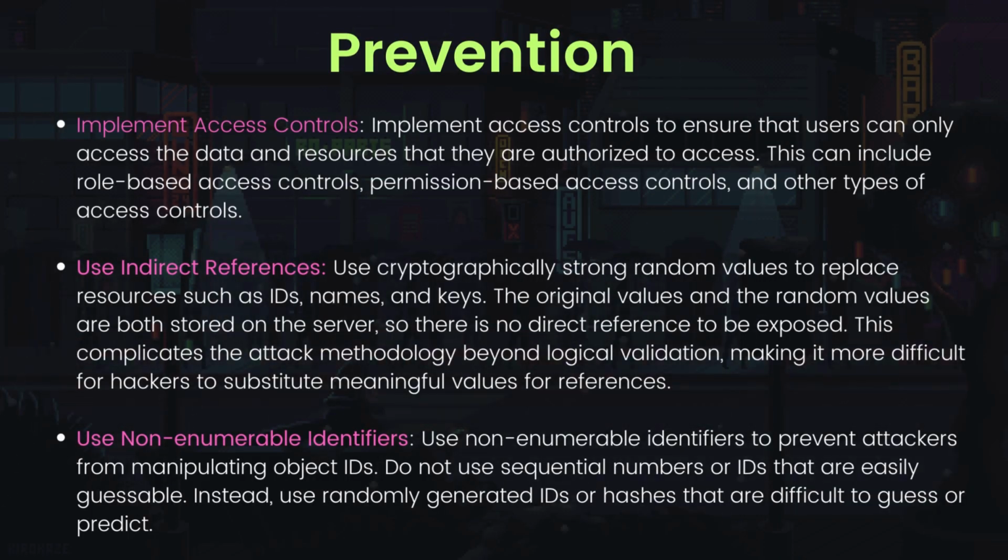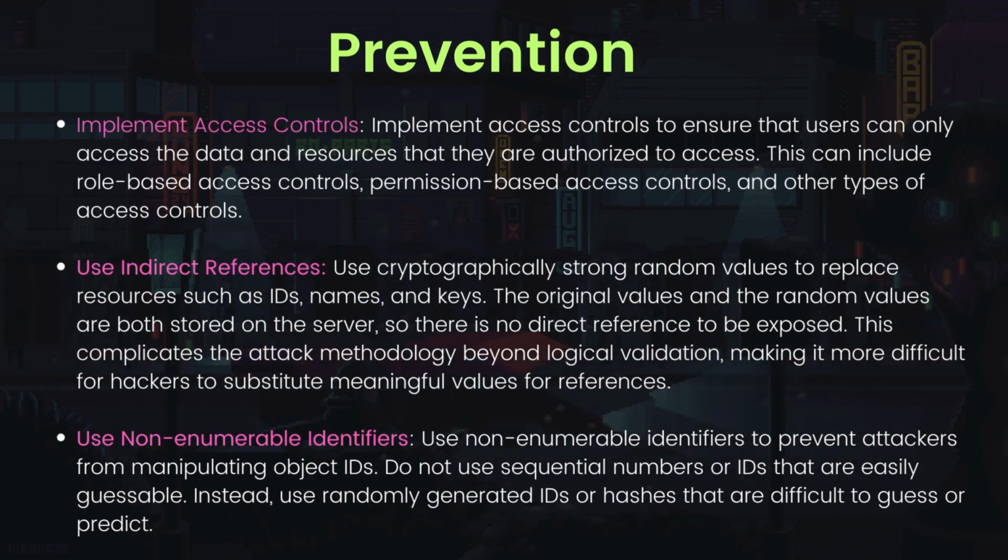Here are some prevention measures through which you can prevent IDOR vulnerability. First thing you can do is implement access controls to ensure that users can only access the data and resources that they are authorized to access. This can include role-based access controls, permission-based access controls, and other types of access controls. Always validate user input to ensure that it is safe and appropriate for the intended purpose.